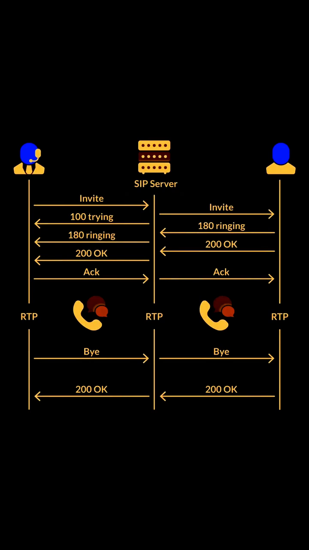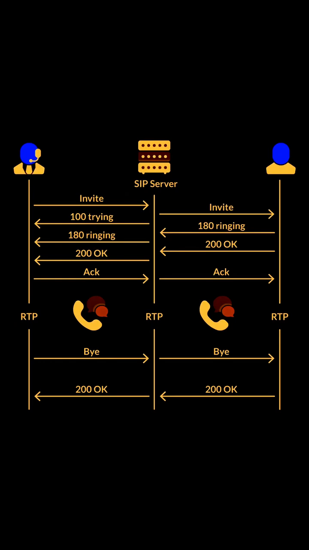When a call is made using VoIP, the SIP protocol kicks in first. The process starts with the caller sending an invite message to the recipient. The recipient then sends a 200 OK response to accept the call. Finally, the caller sends an ACK message, indicating that the call setup is complete. This is called a handshake. Once this handshake is complete, the RTP protocol takes over. RTP is responsible for transferring the voice data between the two parties.